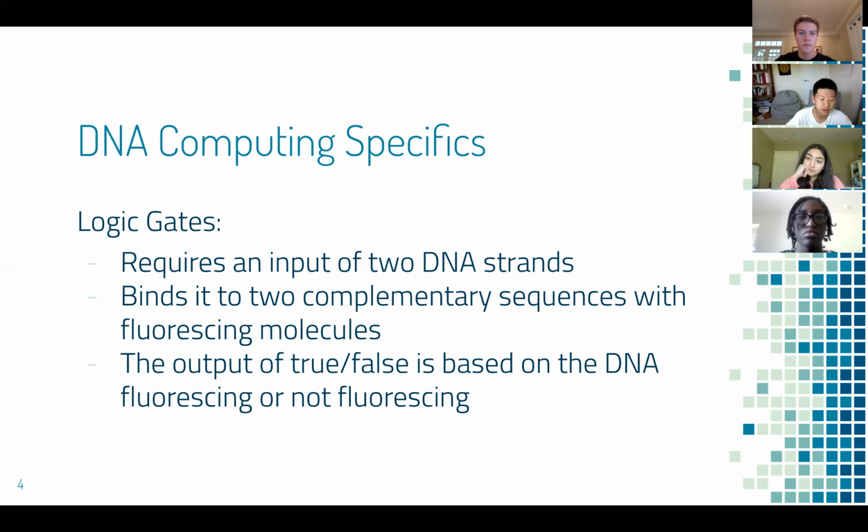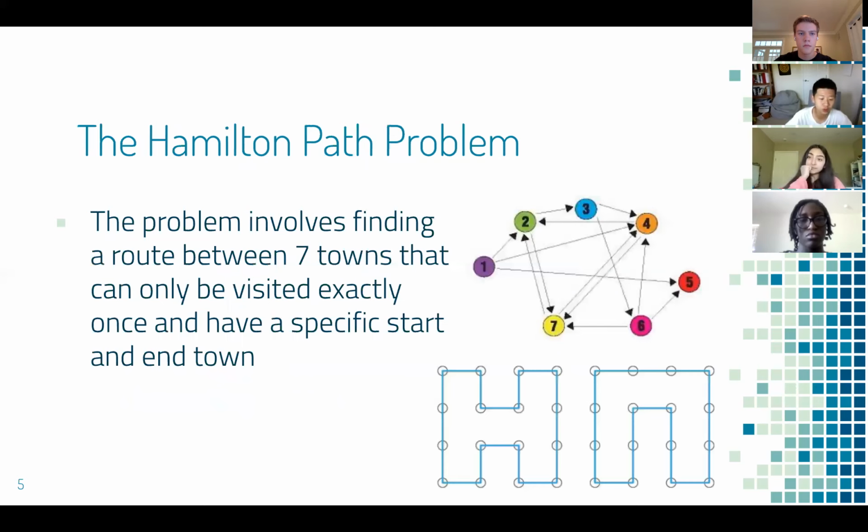This can be represented by DNA computing as well, by using complementary sequences with a fluorescing or glowing molecule attached if it binds to another sequence. When you input two DNA strands, they will bind and glow if they're complementary. The fluorescent molecule can also be modified so that it will only glow if both strings bind, or it will glow if one string binds. We can infer a true or false outcome based on whether the DNA glows or not, which is representing a logic gate.